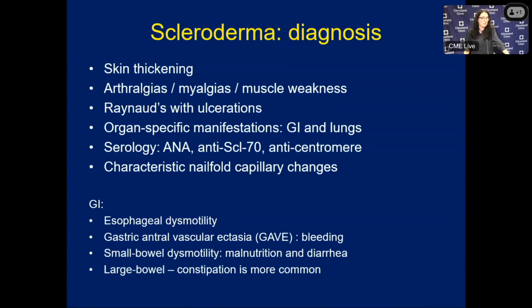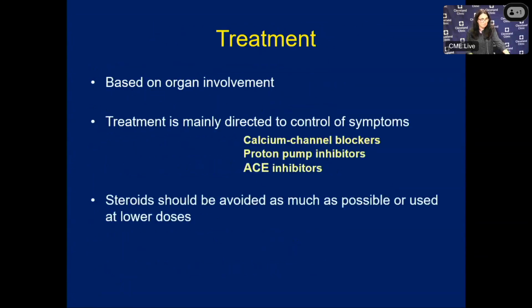Now, these patients typically have severe GI symptoms, especially esophageal dysmotility. But they may present also with gastric antral vascular ectasia, which can have severe bleeding, not necessarily in great amount at one time, but slow. And small bowel dysmotility can result in malnutrition, diarrhea, whereas large bowel involvement is more commonly associated with constipation. The treatment of scleroderma as a general statement is based on organ involvement, and treatment is mainly directed to control of symptoms. For example, calcium channel blockers for Raynaud's, proton pump inhibitors for severe esophageal dysmotility, and ACE inhibitors for hypertension.